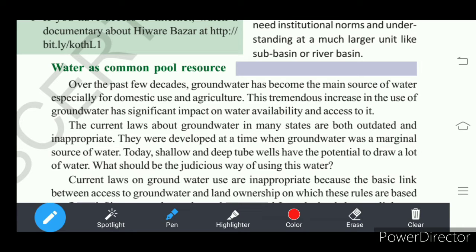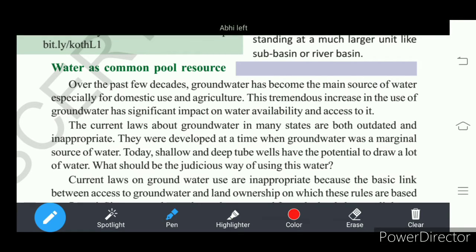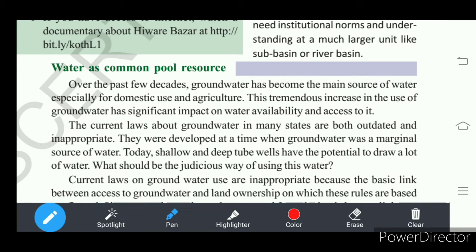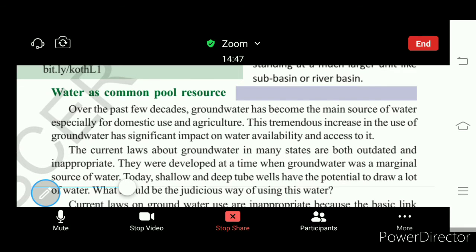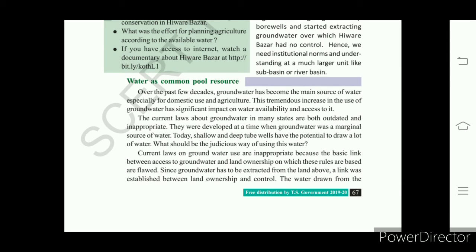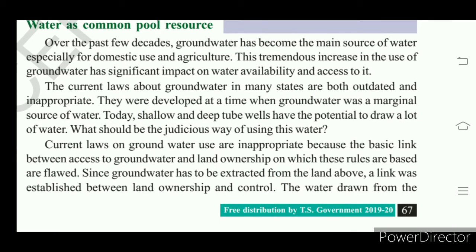Today, we see there are many deep tube wells which have a lot of capacity to draw out water. Everybody is focusing on deep tube wells and extracting much more water. So we want a fair or judicious way of using the water. What is meant by a judicious way? What is the way of providing water for all? That is, what is the judicious way? So at present, the laws which are made on groundwater are inappropriate and outdated. The laws on groundwater made in those days are incorrect today.